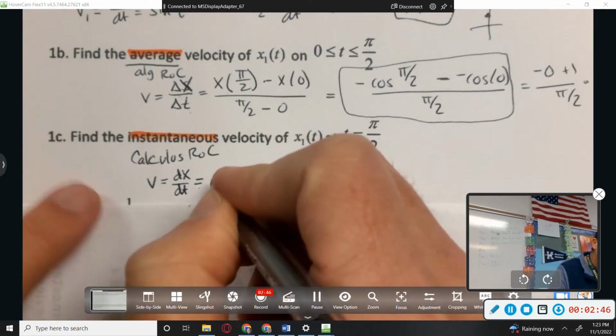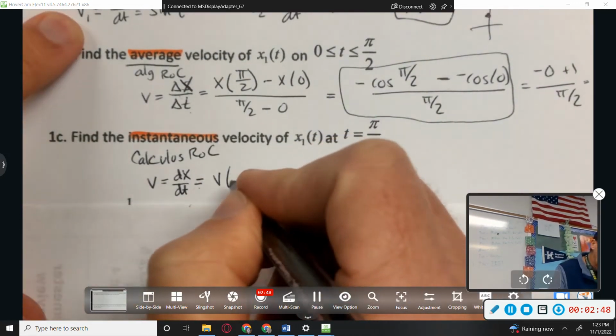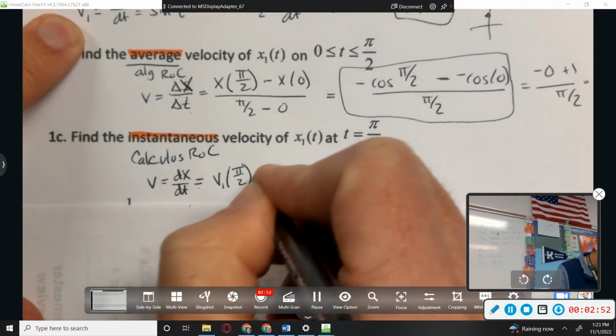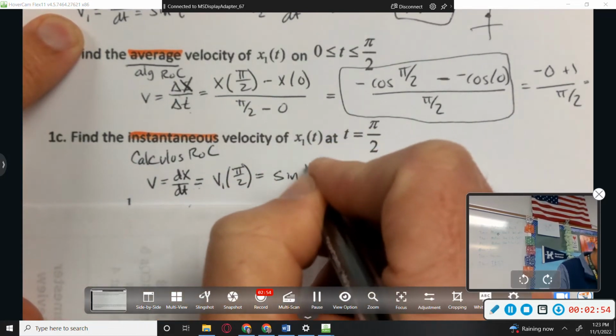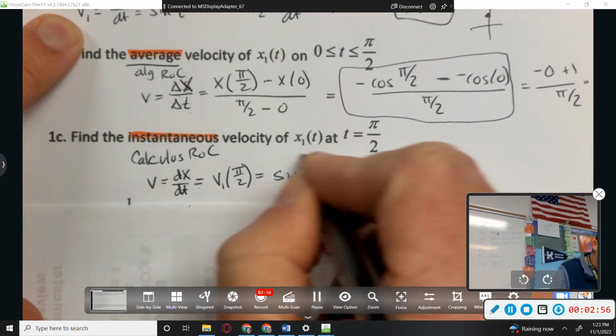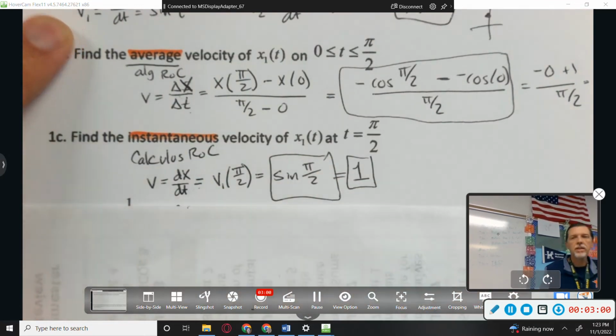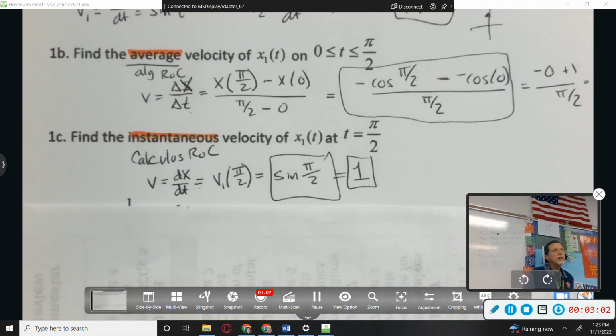And we already have this equation up here. So v1 at pi over 2 is the sine of pi over 2, which is a safe stop, but that is equal to 1. So average velocity versus instantaneous velocity. Average rate of change versus instantaneous rate of change. Algebra versus calculus.